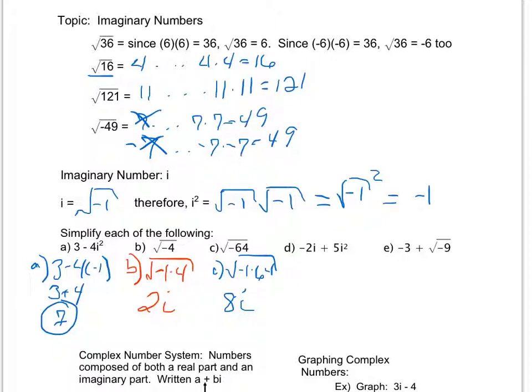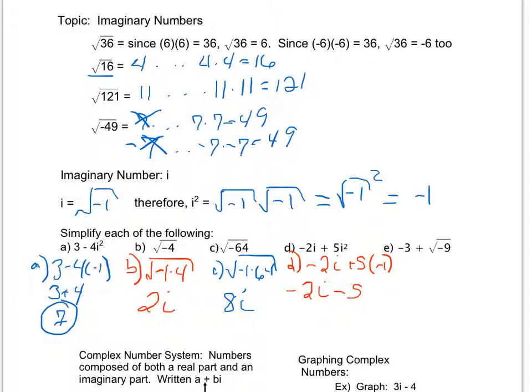Looking at letter D. So again, I'm going to say negative 2i. Well, I don't know how to simplify i. I just know it's the square root of negative 1. There's not a lot else I can do with that. That cannot be simplified any further. Since changing this i here to the square root of negative 1 is not going to allow me to simplify anything further, I'm going to leave it as an i. However, that i squared, if I change that to negative 1, that then allows me to multiply it by the 5, giving me negative 2i minus 5.